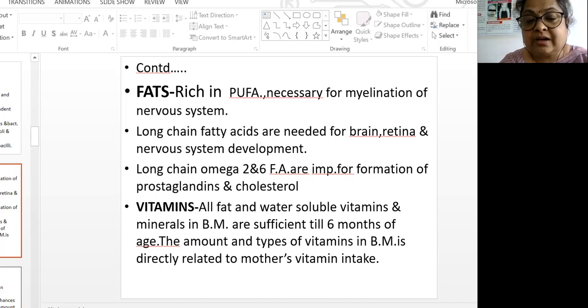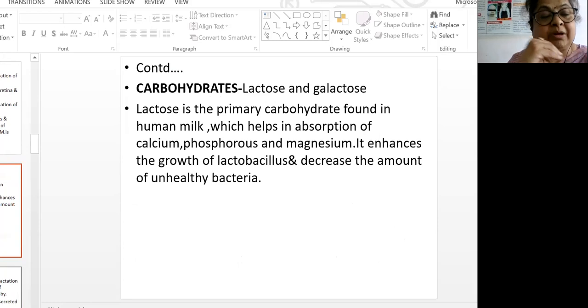Then vitamins, both fat and water soluble vitamins, and minerals. Breast milk is sufficient till 6 months of age, and the amount and types of various vitamins in breast milk is directly related to the mother's vitamin intake. Like suppose if the mother's diet is rich in vitamins, the baby is less likely to suffer from vitamin deficiency as the baby is getting sufficient amount of trace elements and vitamins through the breast milk.